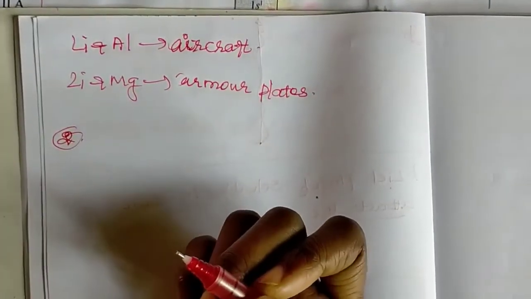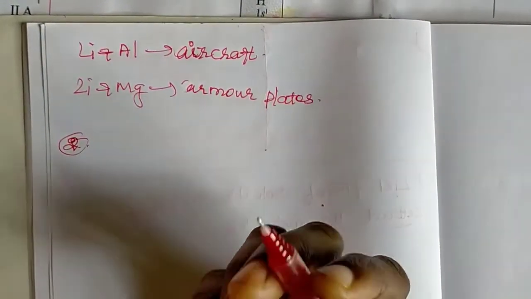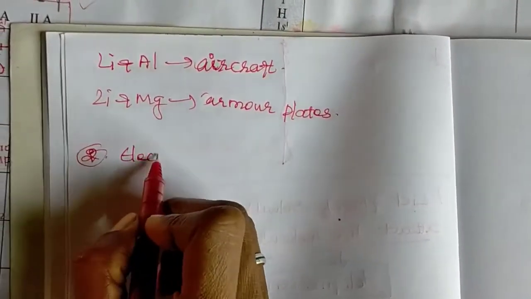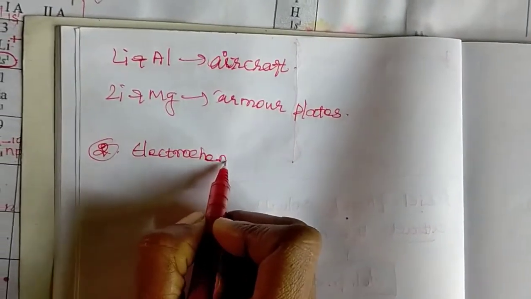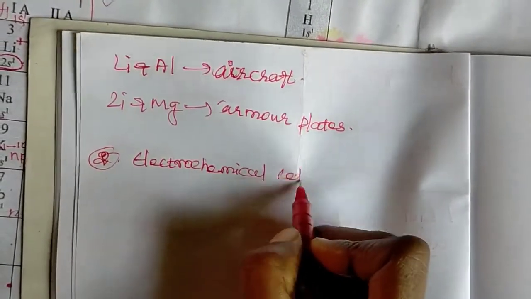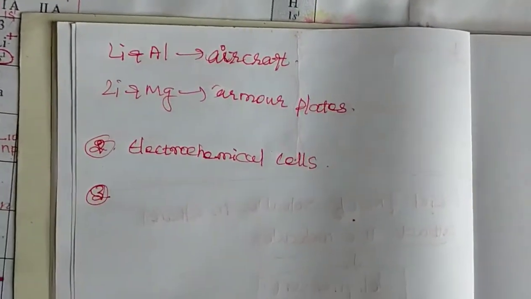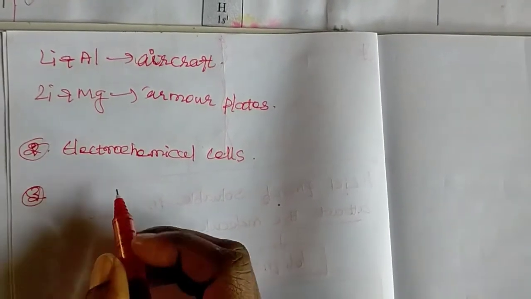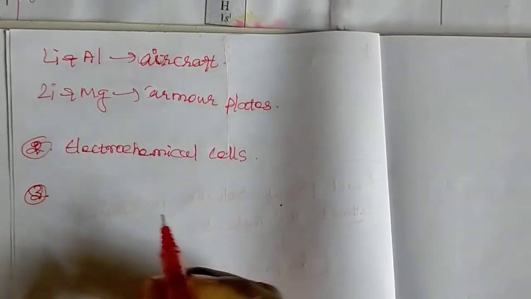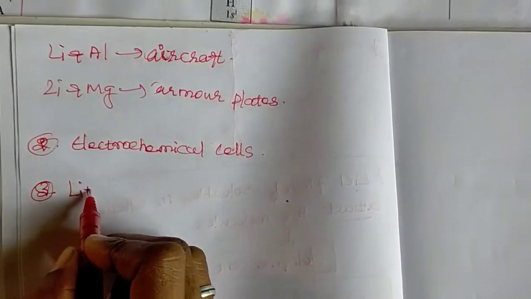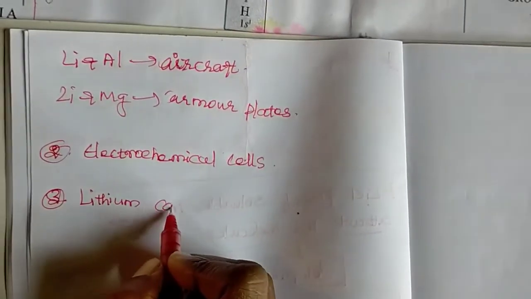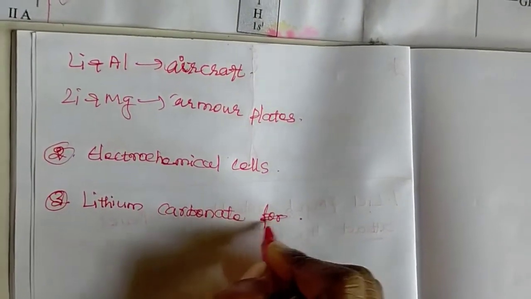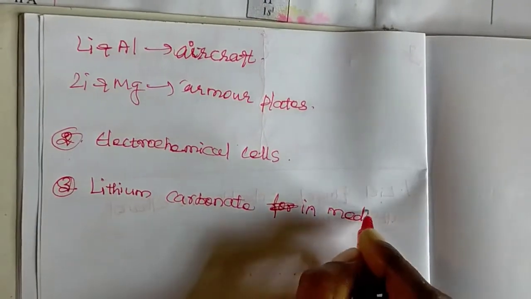The second use is that lithium is also used for producing electrochemical cells. Then the third use: lithium carbonate is mainly used in medicines.